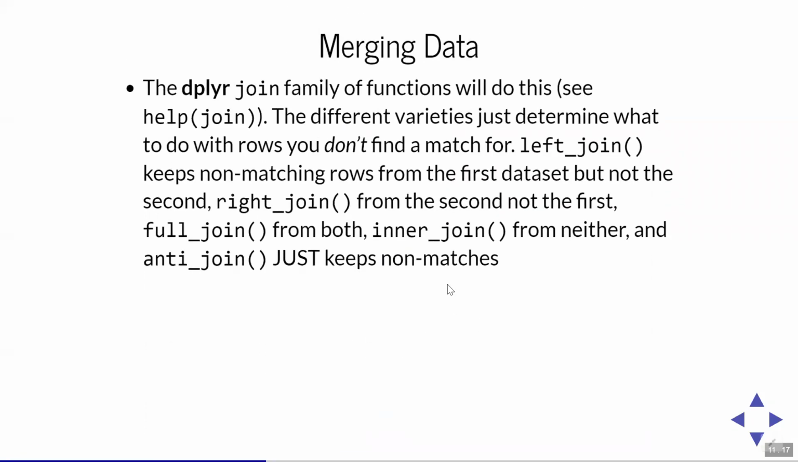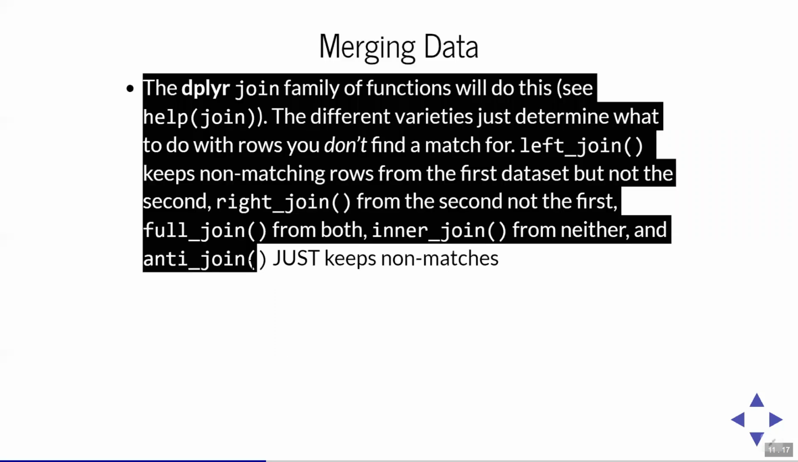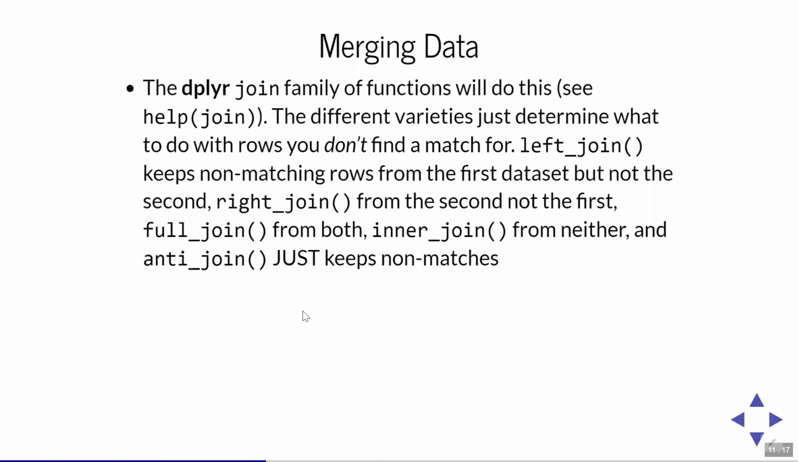There are many different versions besides left and right. There's full join, which keeps you whether you find a match or not. So it keeps you whether you're from the right or the left without a match. Inner join keeps neither of the non-matches. Anti-join keeps just the non-matches, right? So you have a bit of flexibility there in terms of which ones you keep.